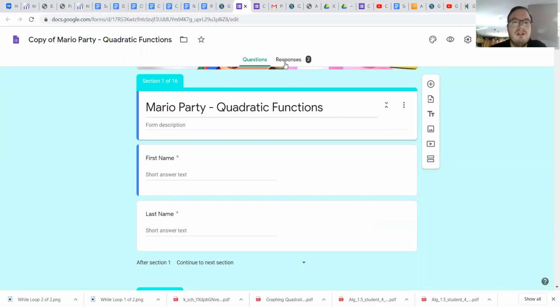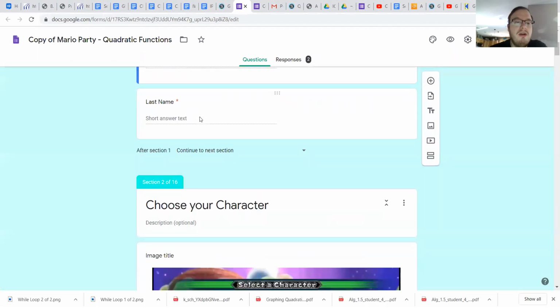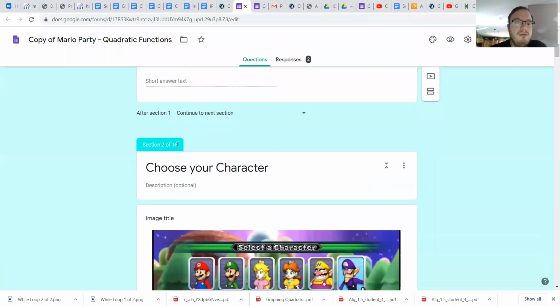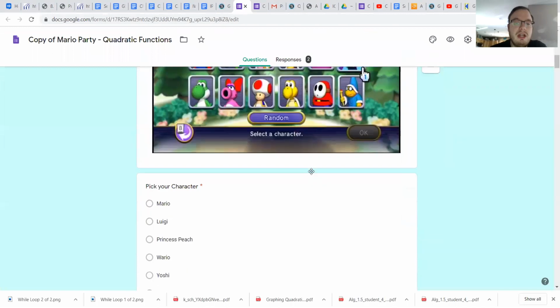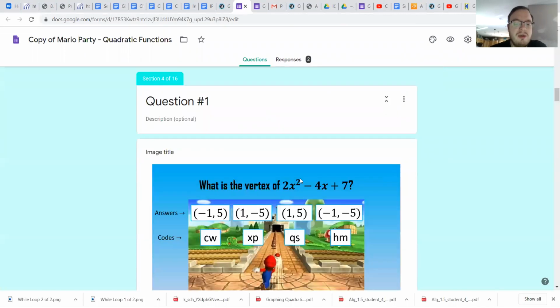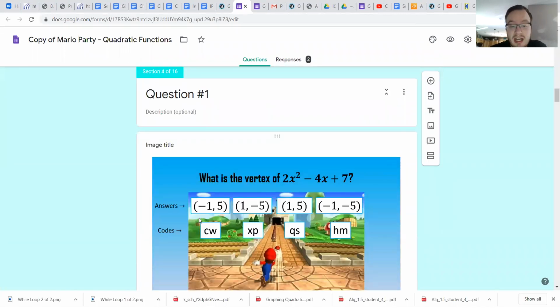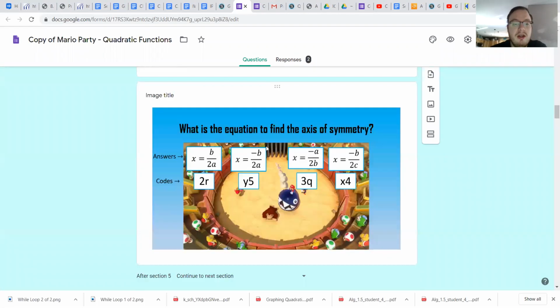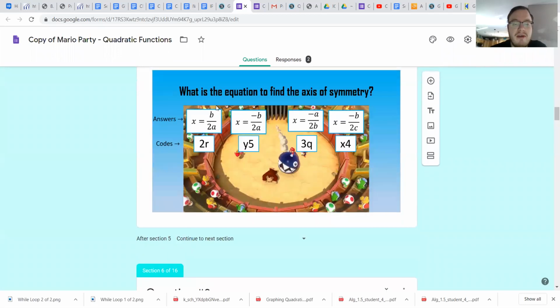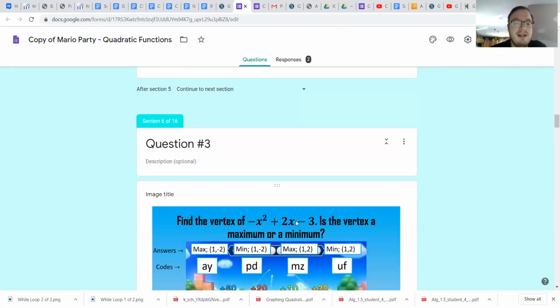McKee took one of the responses, so I only have 1 response here. But really here, all I'm asking you to do is put your name here, select your character, then answer some of these quadratic questions. What is the vertex of this quadratic? What is the equation of the axis of symmetry? Okay, you should be able to know that based off of some of the videos from last time and today.